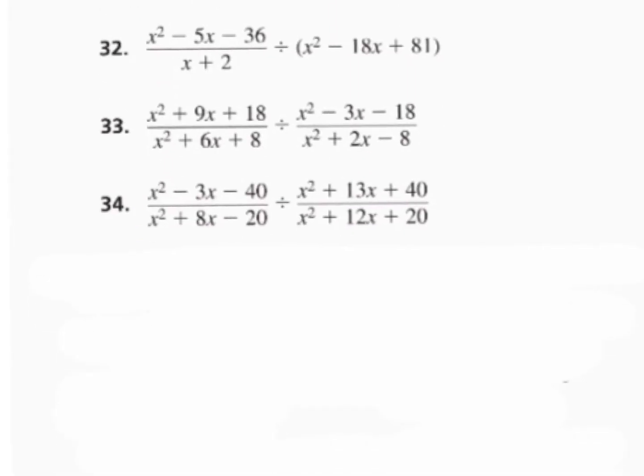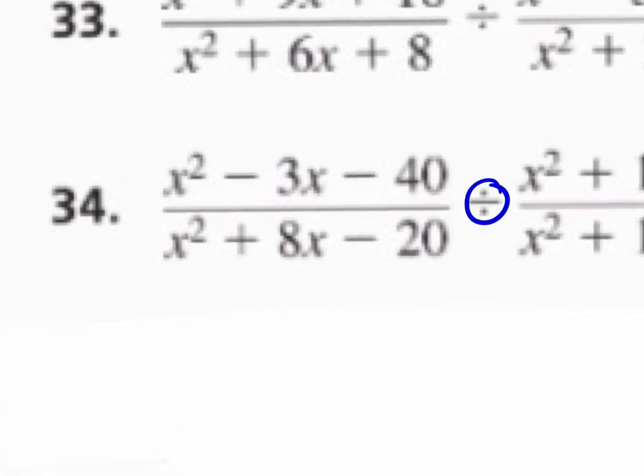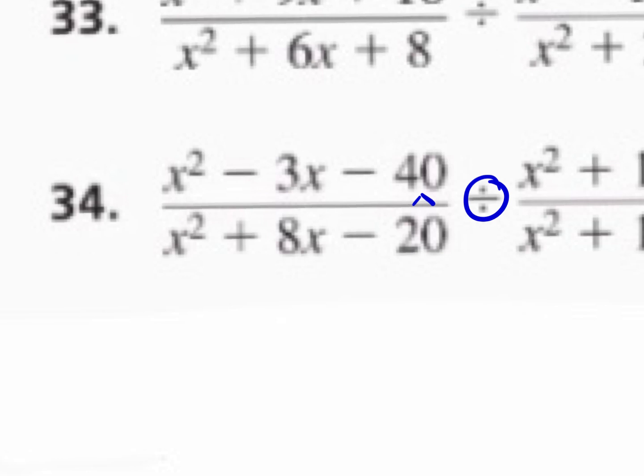All right, let's do 34. So you could either start by factoring, or you can start by doing the keep, change, flip, because we're dividing. So anytime you see divide, we want to keep, change, flip. So it doesn't really matter. Let's factor first. Do I have two factors of negative 40 that add to negative 3? Awesome. Negative 8 and 5. So this is going to factor into what? X minus 8 and x plus 5.